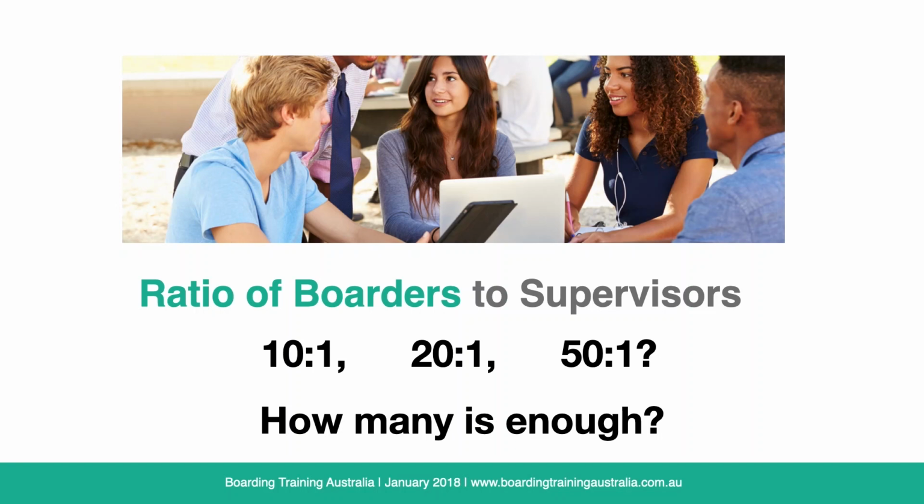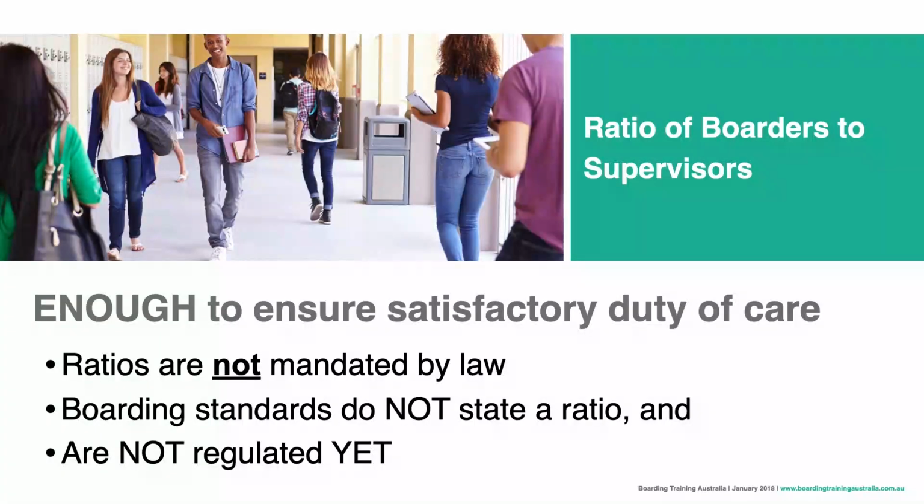To be able to effectively monitor and work with all the students in our care, you might be thinking, well, what is the best ratio to have? How many staff should we have on duty for this many students or that many students? How many is enough to provide a good duty of care? That's the actual answer. The ratio of boarders to supervisors should be enough to ensure you can provide a satisfactory duty of care, because ratios are not mandated by law in Australia, nor are there any standards that actually state a ratio. So standards are not regulated at all in the boarding industry.